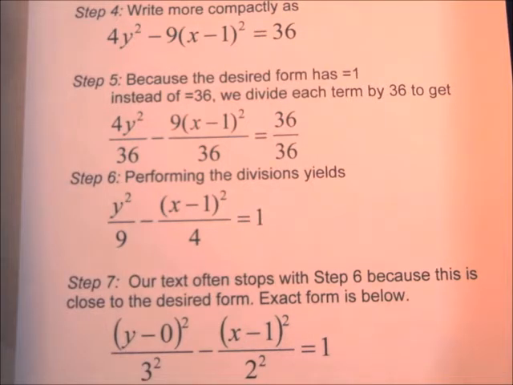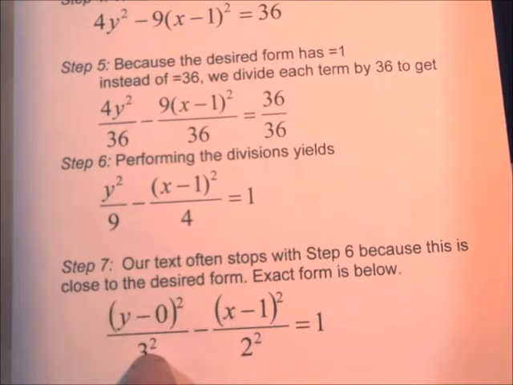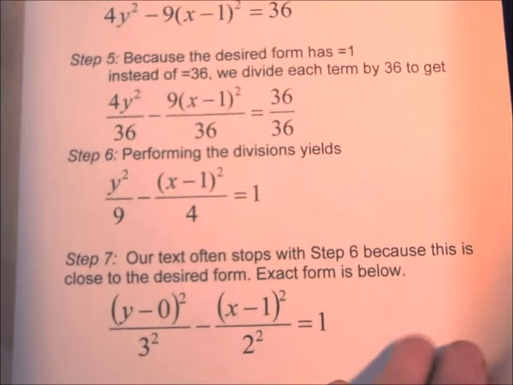But if we want to write it exactly in standard form, y is the same as y minus 0. So we can write this as y minus 0 quantity squared. Standard form on the bottom has a number squared. Well, 3 squared is 9. 2 squared is 4. And this is now exactly in standard form. And we can now identify the features of the graph.